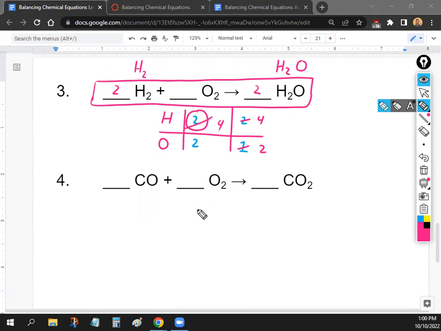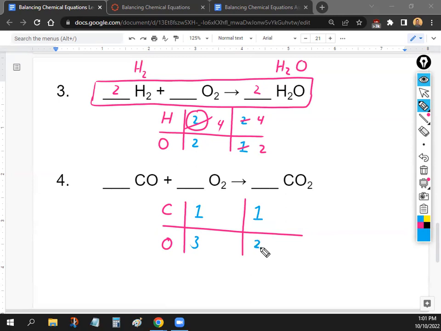I think this one's one of the trickier ones. Okay, so we got carbon and we got oxygen. We're gonna make our table. How many carbons do we have on the left side of the arrow? 1. How many oxygens do we have on the left side? 3. Good. Okay, they're split up, but we still gotta count them. Let's go to the right side. 1 carbon and 2 oxygens. Okay.